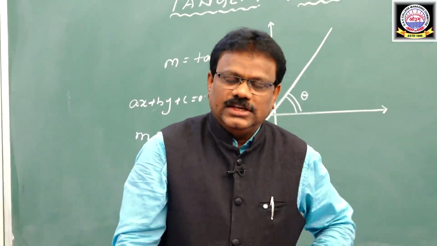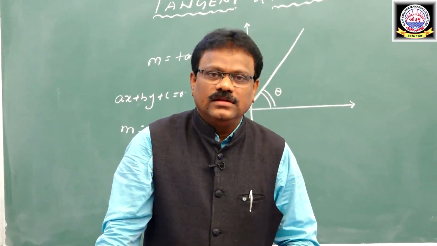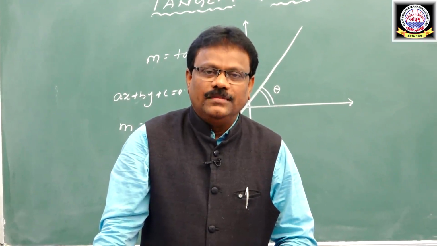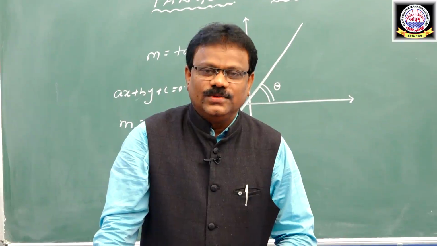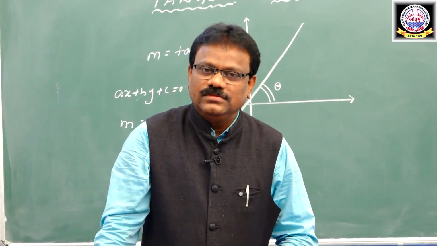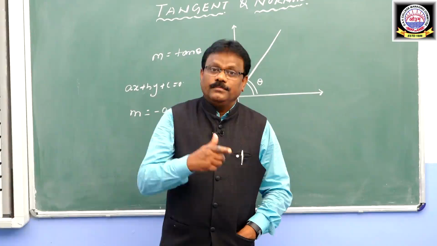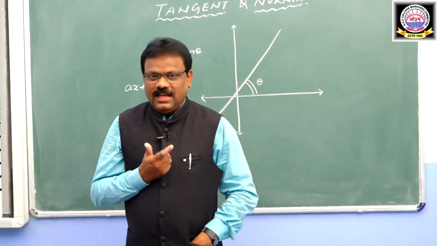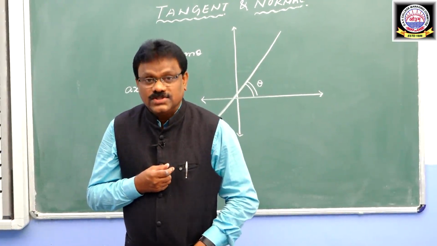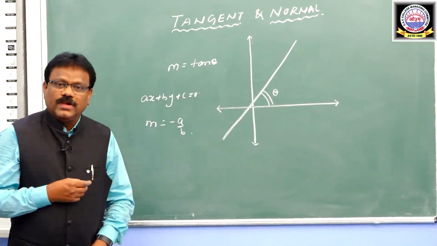Recall, if two lines are parallel, then their slopes are equal. Suppose the two lines are L1 and L2, having slopes M1 and M2. If these two lines are parallel, then M1 must be equal to M2. If the two lines are perpendicular to each other, having slopes M1 and M2, then the product of the slopes is minus 1. That is, M1 into M2 is equal to minus 1.